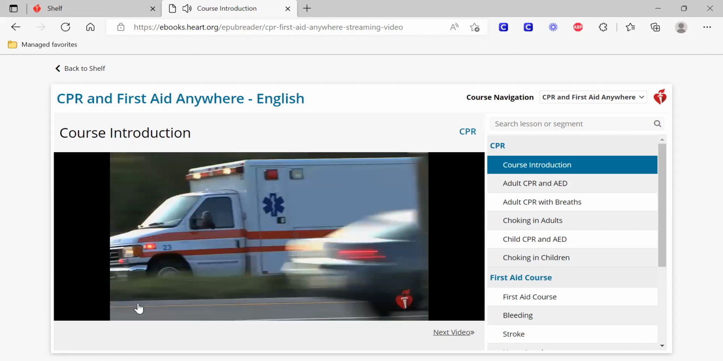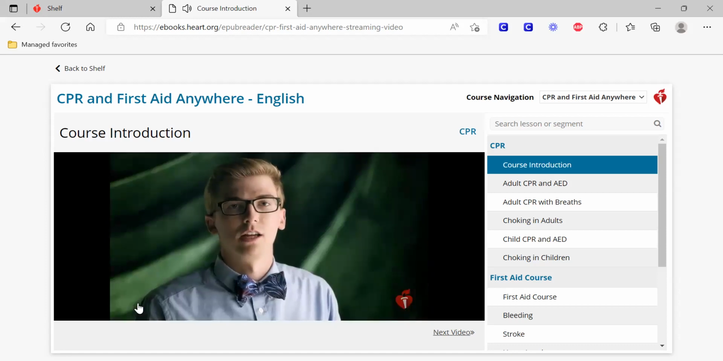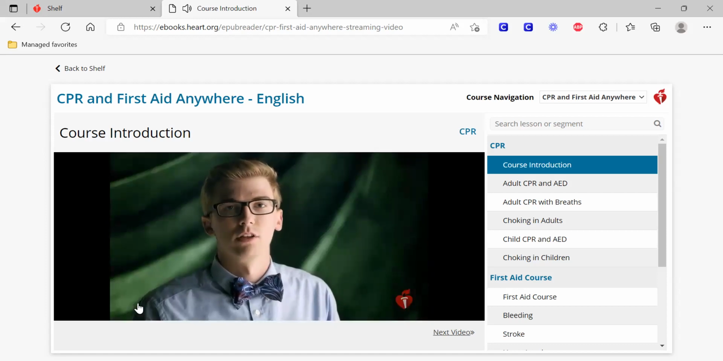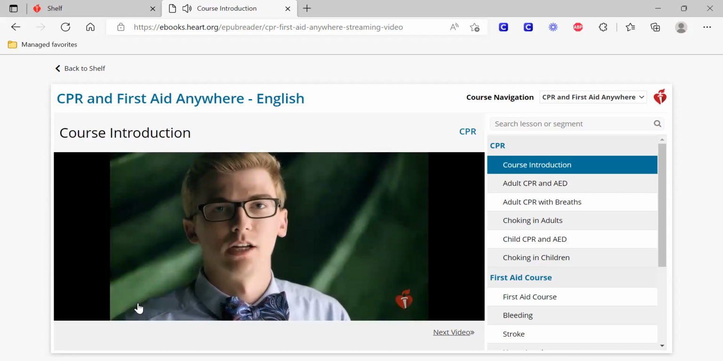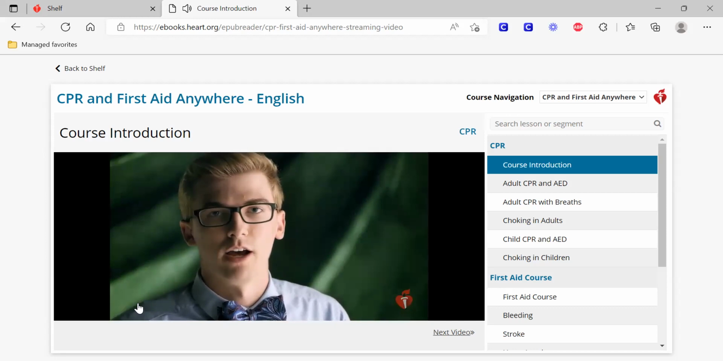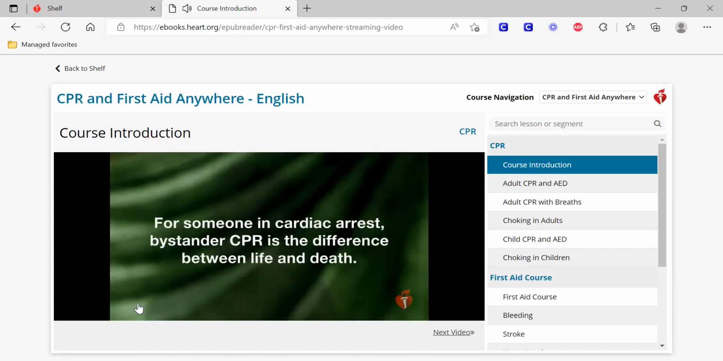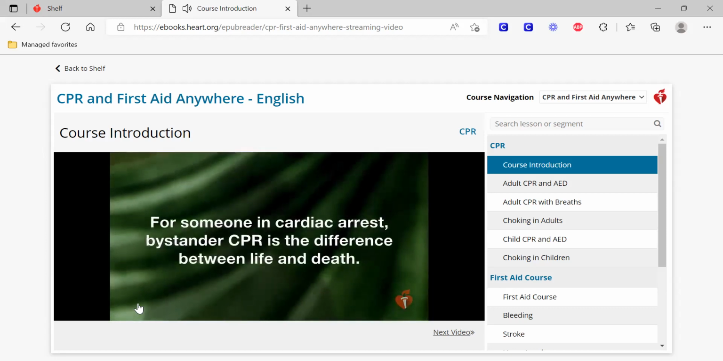Medical help gets there as fast as they can. But in the United States, it still takes an average of 4 to 10 minutes for them to reach someone in cardiac arrest. That means receiving CPR from a bystander is a person's best chance to survive until medical help arrives. It also means any CPR is better than no CPR.